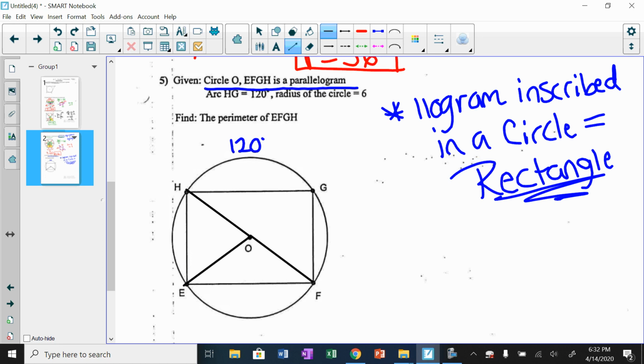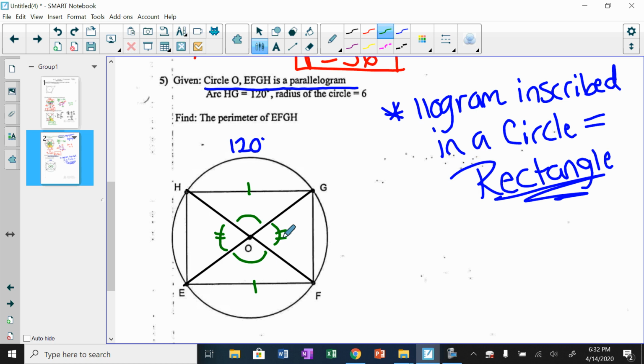Now, unfortunately, this is not a regular polygon. Because it's not regular, that means the chords are not congruent. So I cannot say that all of these central angles are congruent. I could say because this chord and this chord are congruent, that these central angles are congruent, and that these central angles are congruent. So this is going to take a little bit of work, okay?